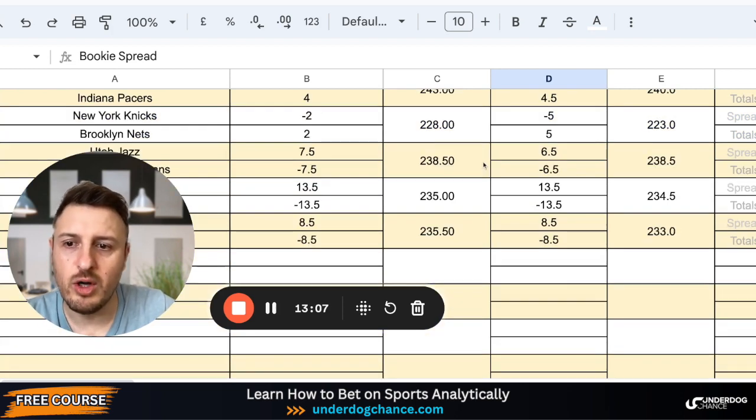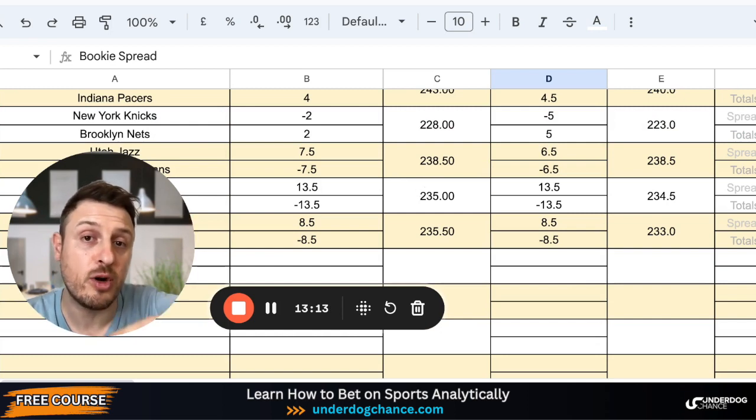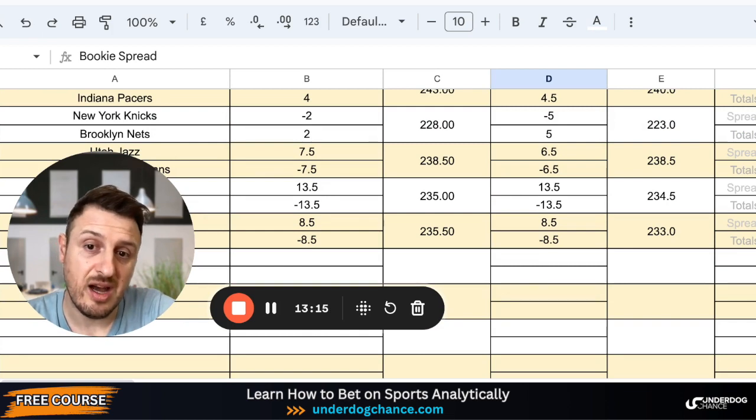So the only qualified bet, Brooklyn Nets +5. This is my qualified bet. But if the line drops to +4.5, this is not a value anymore. Okay, +5 or better. So that's it from me today.